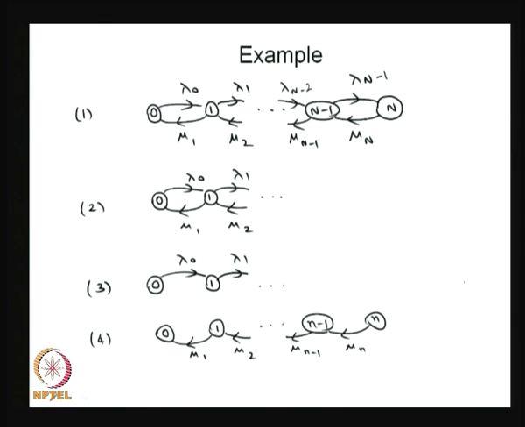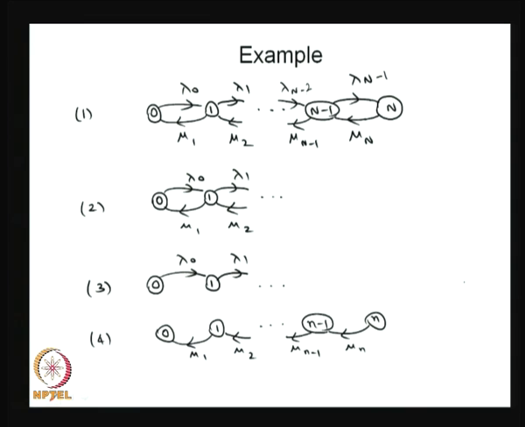So, here I am giving a few examples for the birth death process. The first example is a finite state model. The birth rates are lambda naught, lambda 1, till lambda n minus 1. The death rates are mu 1, mu 2, till mu n. It is a finite state birth death process.